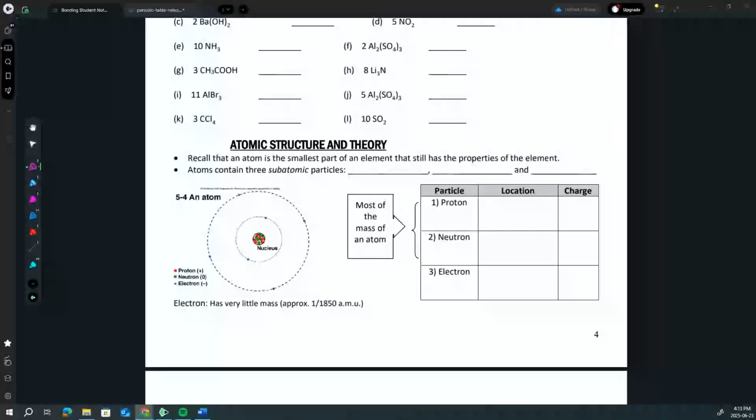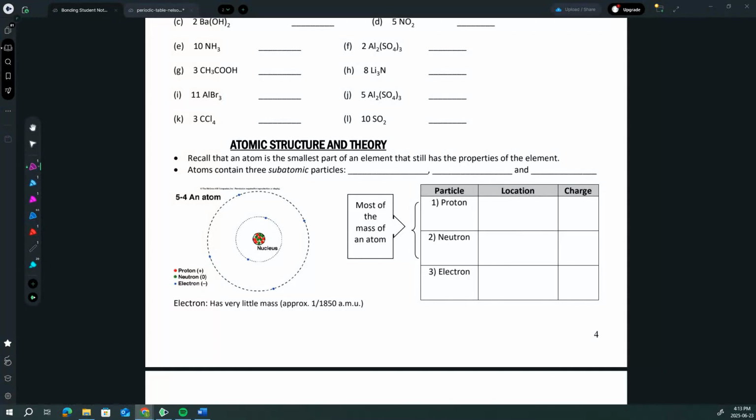Alright, so for this lesson we're going to be going over atomic structure and theory. Just as a quick refresher from Science 10, atomic theory states that all matter is composed of atoms, and atoms of the same element are the same, whereas atoms of different elements are going to be different. And atoms combine in whole number ratios in order to form compounds here.